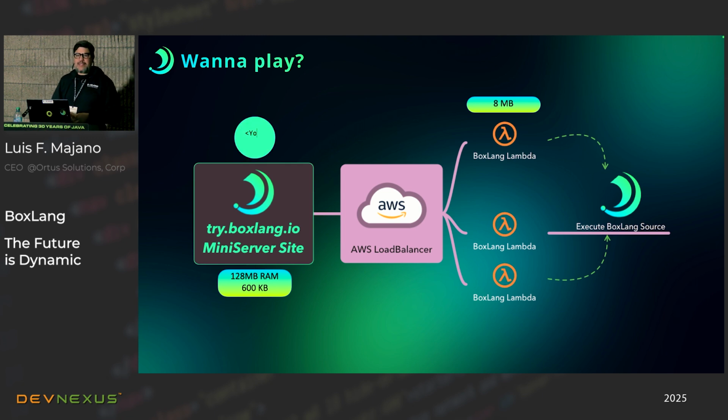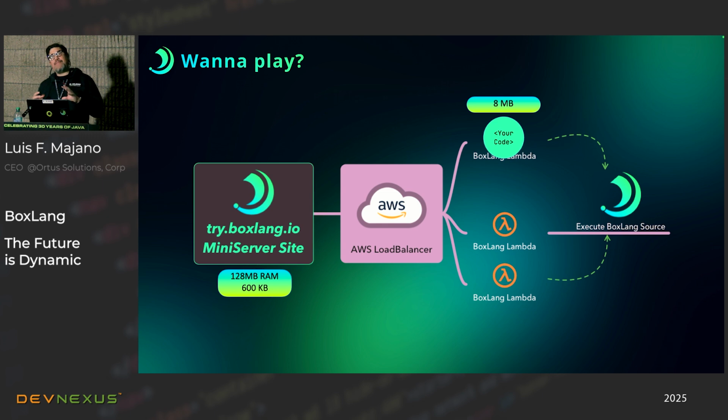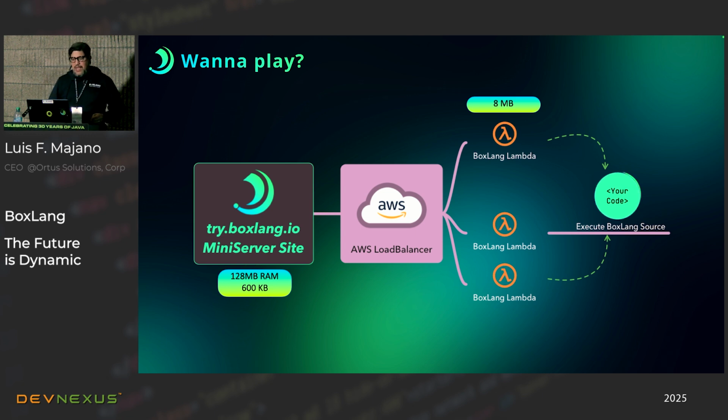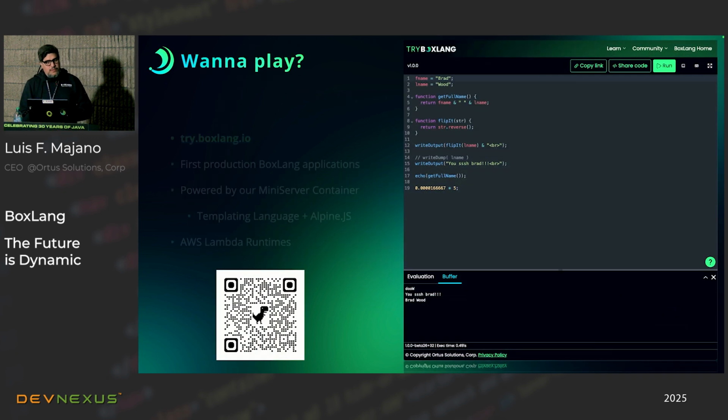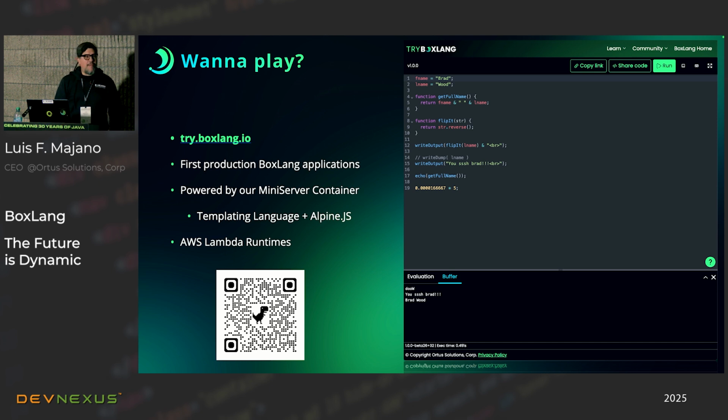And then everything is there for you to type your code, which is BoxLang code. It's sent to AWS Lambdas. It is processed by a Lambda runtime that we've created as well. And then it will execute that BoxLang source in this specific Lambda for you, and then return the results to you. So this is basically a way for you to test BoxLang with BoxLang. So you can go to it now. It's at try.boxlang.io. Like I said, try it out. And this was our first production application powered by those 2 microservices.